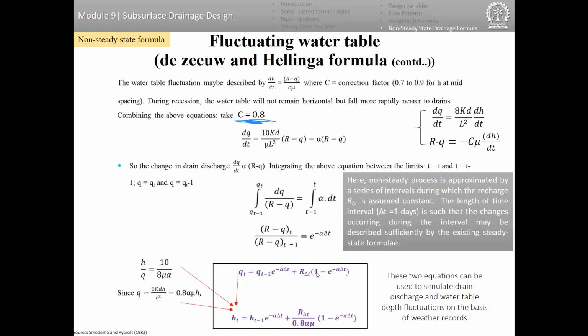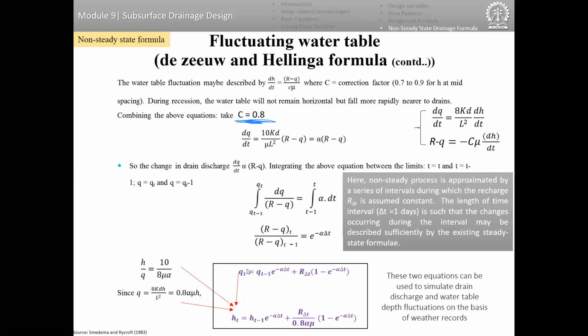So we are assuming a very small time step delta t, assuming that during that time the recharge is essentially constant, and during that time the changes can be represented by the steady state formula. And indirectly we are taking care of the non-steady behavior. So Qt is equal to Qt minus 1 e to the power minus alpha delta t plus r delta t into 1 minus e to the power minus alpha delta t.